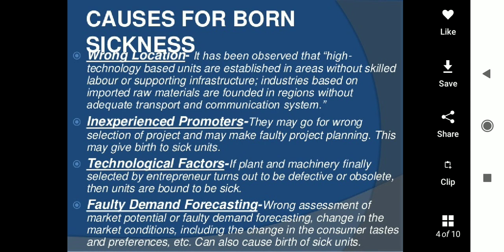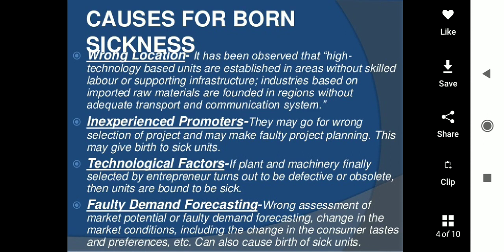Second one is inexperienced promoters, and inexperienced promoter means that they may go for wrong selection of project and may make faulty project planning. This may give birth to sick unit.